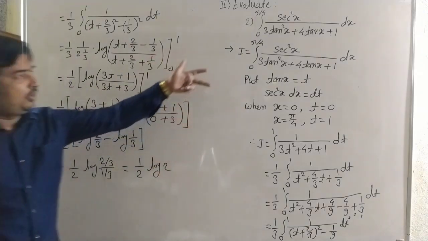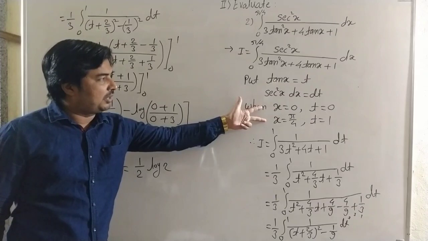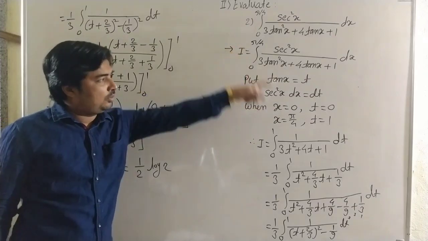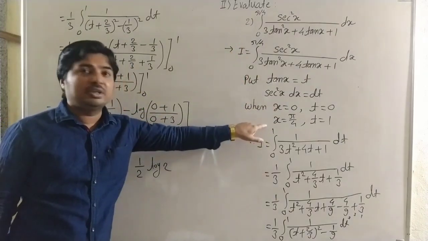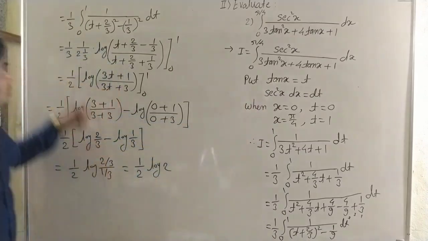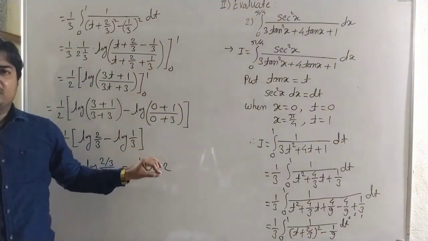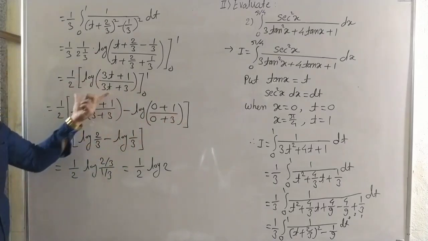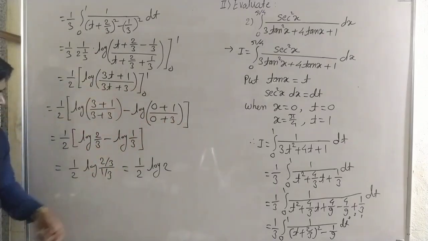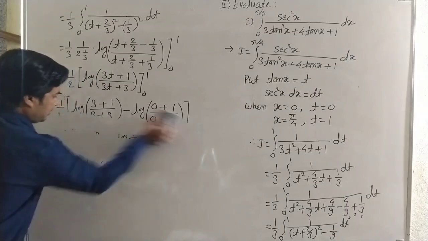See carefully. When we use substitution, change the limit. First it is 0 to pi by 4, and after substitution the limit is 0 to 1, and we can solve by using this. Example, by completing square method, here we just put the limit, upper limit minus lower limit. Okay. See. Now next example.